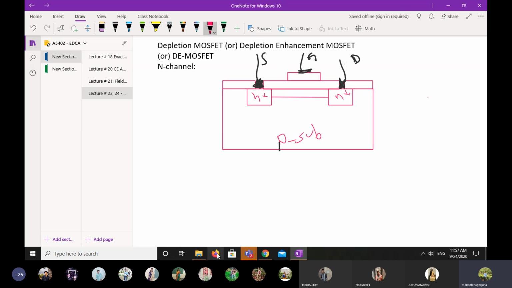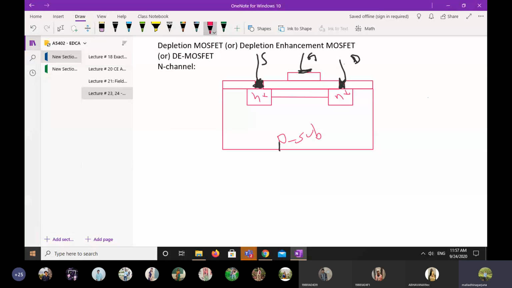So that channel we have to create manually by applying the proper gate voltage. But in the depletion MOSFET there is no question of what voltage we need to apply, whether positive or negative, because the channel is already available. When they are fabricated, they provide some space for the channel. In the enhancement MOSFET there is no channel, but in the depletion MOSFET the channel is there, so there is no restriction for the gate voltage.